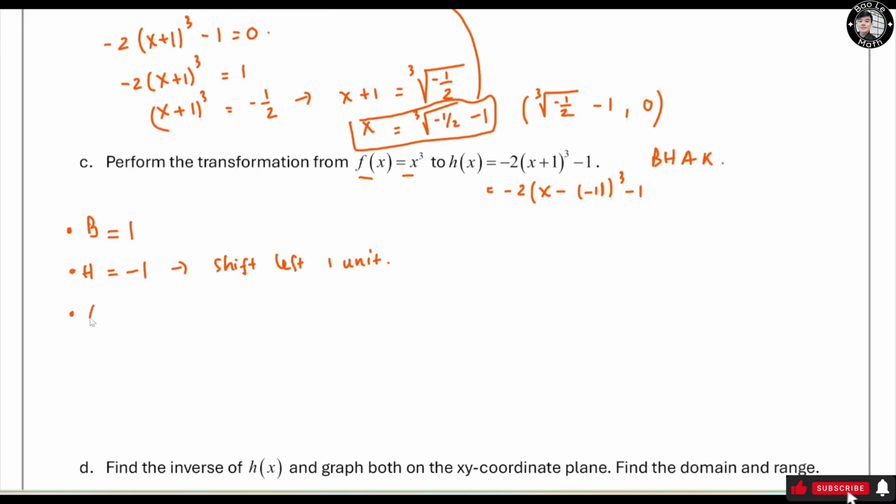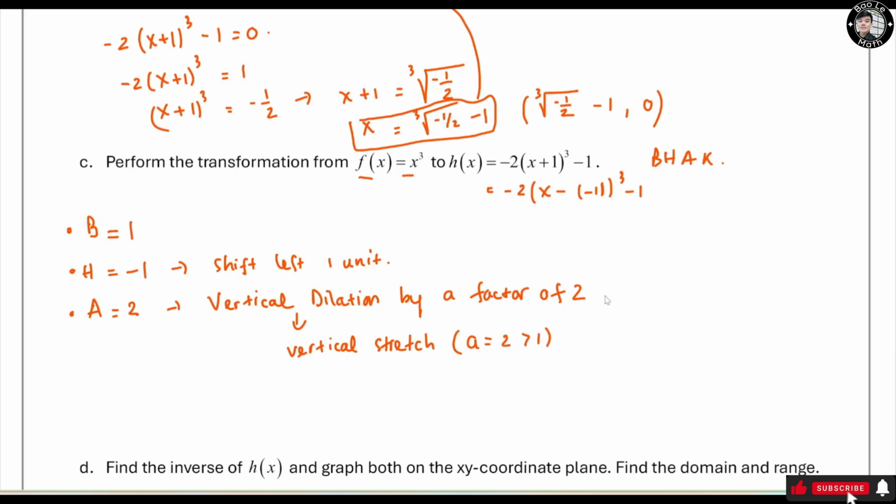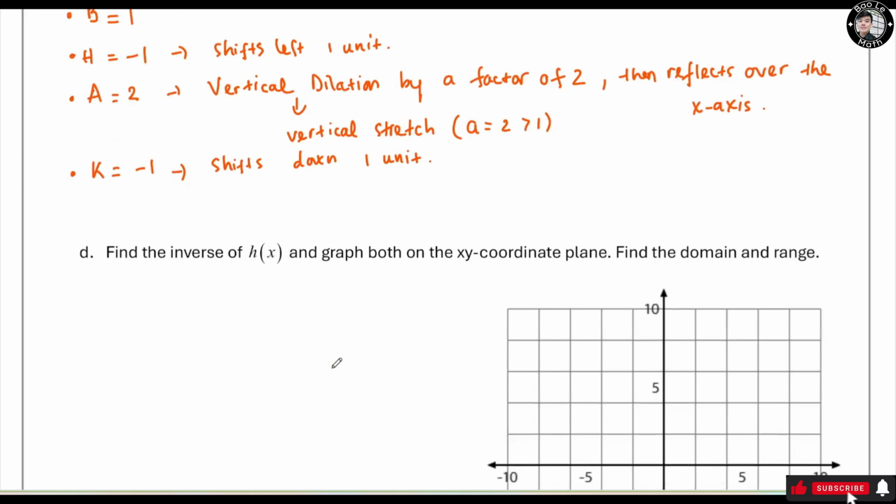Now next one, a equals 2. So it's going to be vertical dilation by a factor of 2, right? Specifically, this is a vertical stretch, right? Then you see the negative sign over here, it's going to reflect over the x-axis. Now k equals -1, right here. So the function shifts down 1 unit.